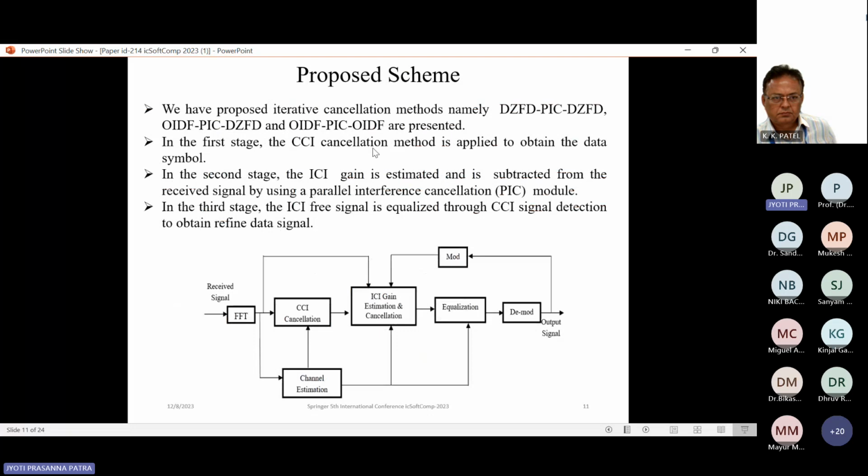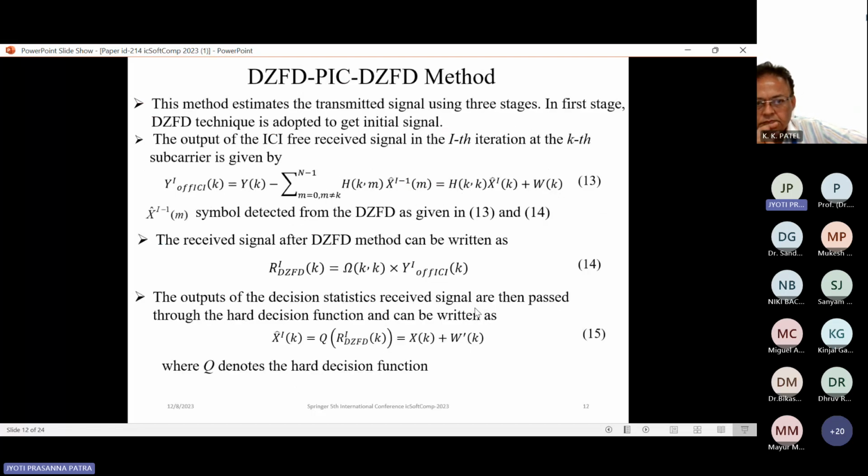In the first stage, we'll perform the CCI signal detection method in order to obtain the raw signals, and then with those signals we'll estimate the ICI and subtract it, and now we'll get ICI-free signals. And then again we apply the CCI signal detection method in an iterative manner in order to get the refined data signals. So this is the block diagram of the proposed signal detection method. So 3 methods are there. The first method is DZFD, PIC, DZFD. So this method estimates the transmitted signal using 3 stages.